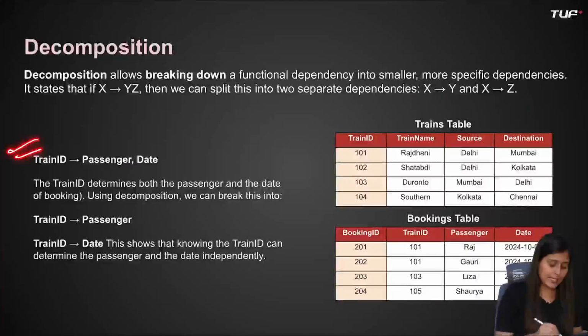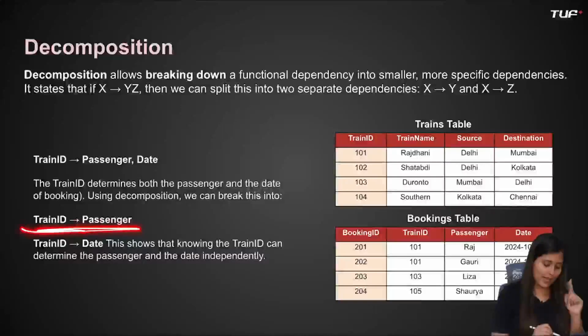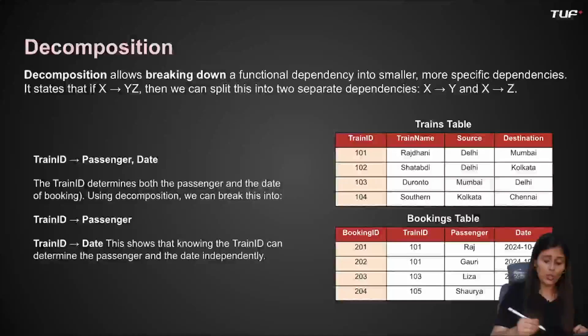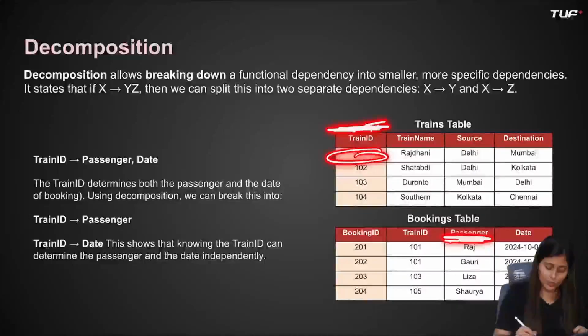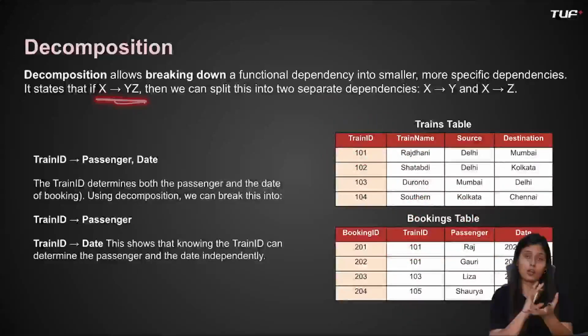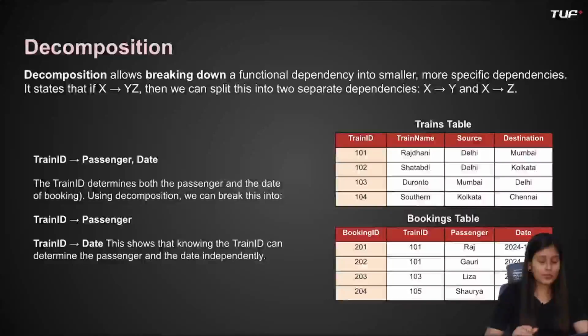So if we can say that train ID defines passenger and date together, it means that train ID can define passenger and train ID can define date as well. This shows that knowing the train ID can determine the passenger and date independently. Okay, so here if we have train ID, with the train ID itself, we can find out the passenger name from here in this booking table. Similarly train ID itself can say what is the date it has been booked for. There is no need to combinedly define both the attributes with the train ID. That is what decomposition means.